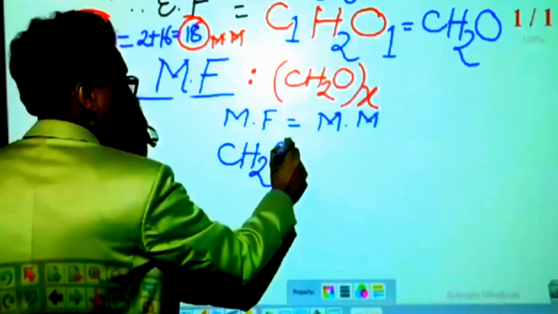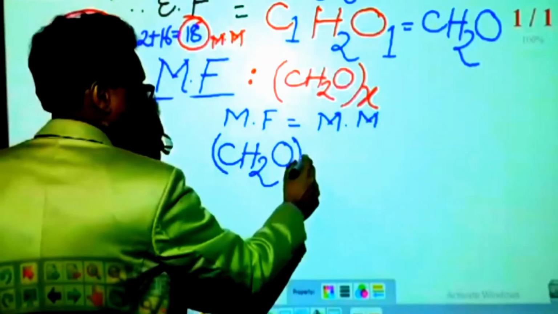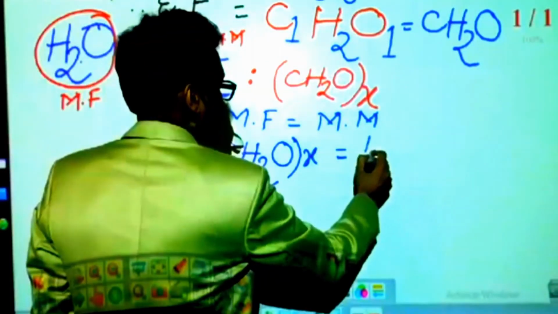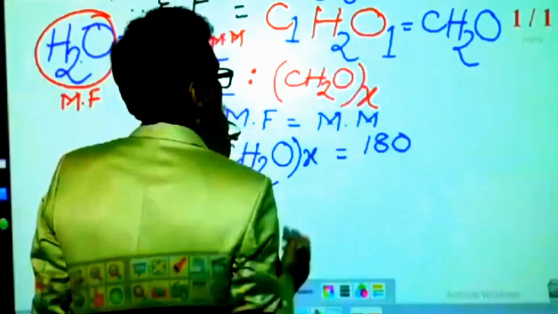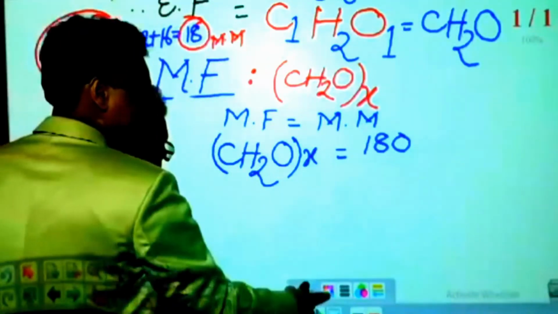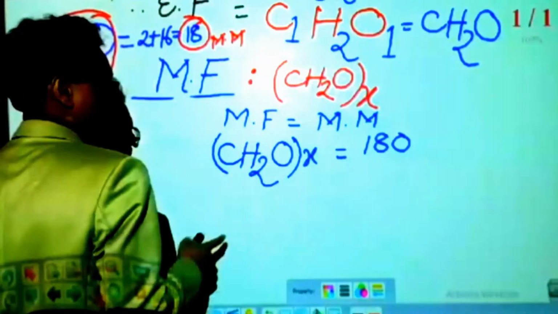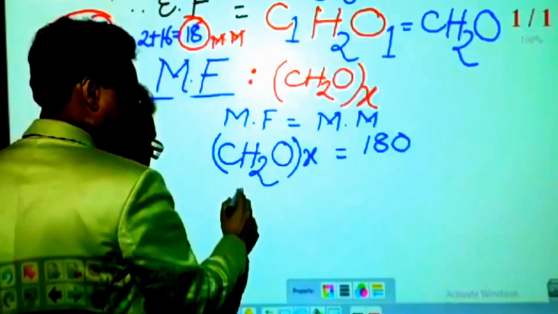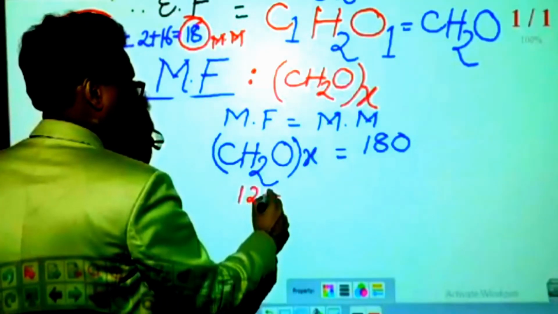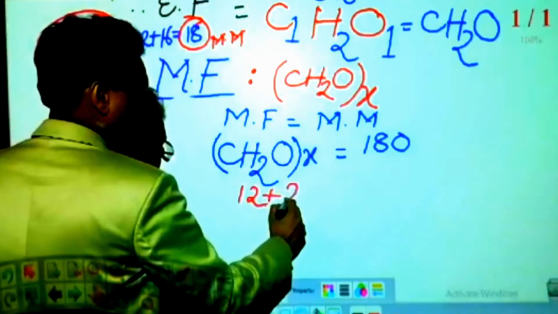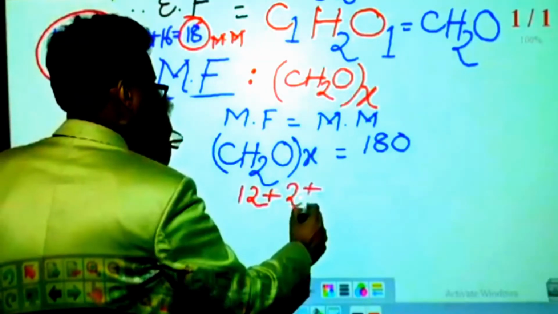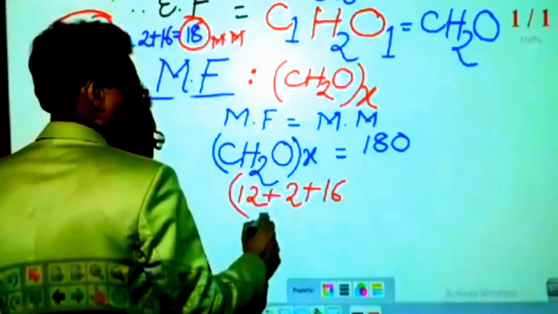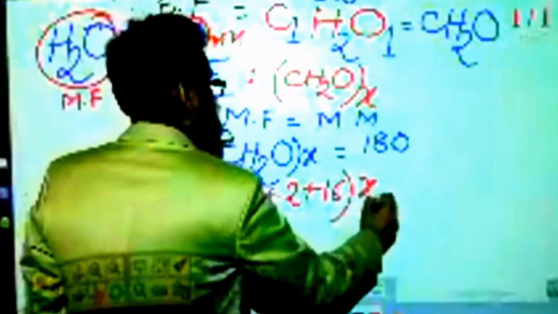CH2O, and this is x. We say (12 + 2 + 16)x is equal to 180. So where is the value? You have to put the atomic mass of carbon 12, plus hydrogen 1 into 2, which is 2, and oxygen 16. So it will be x times 180.